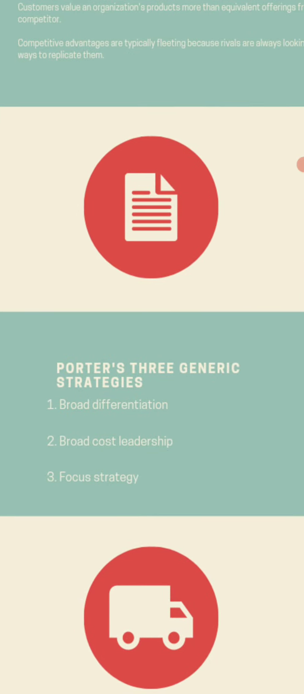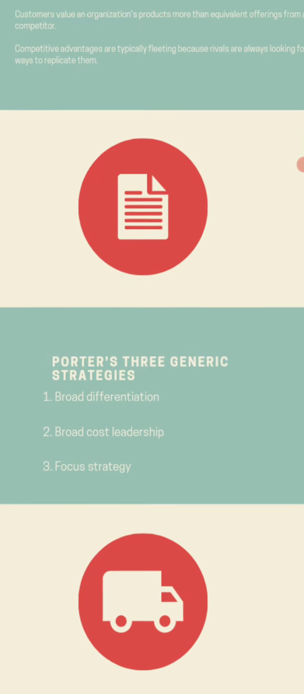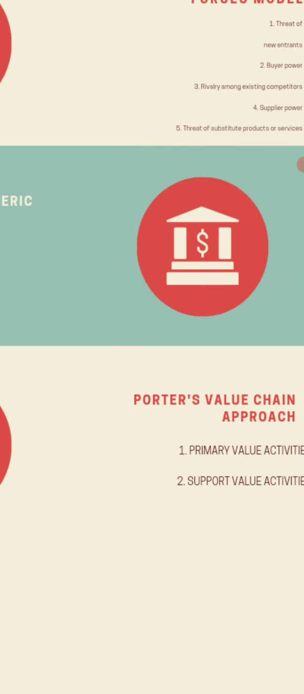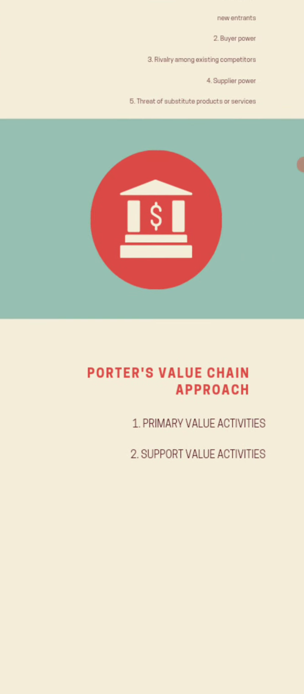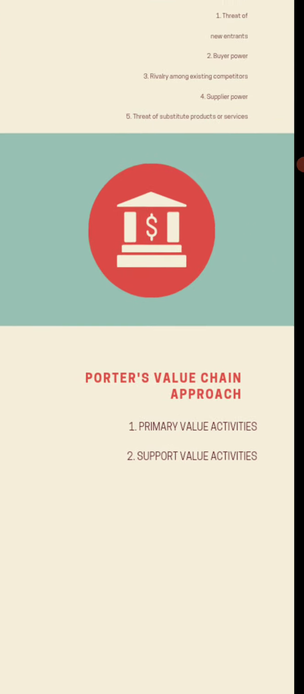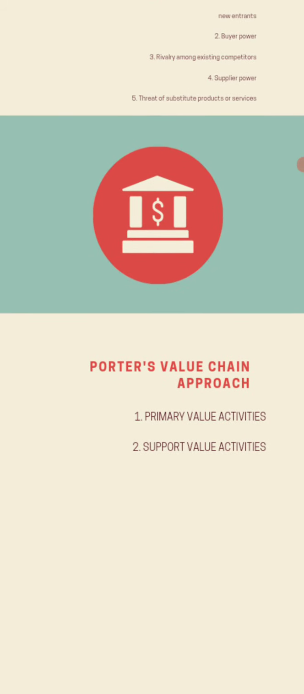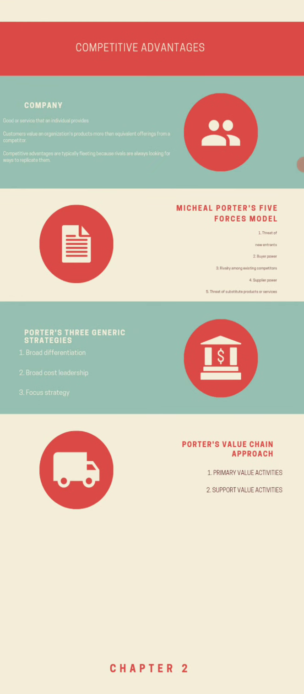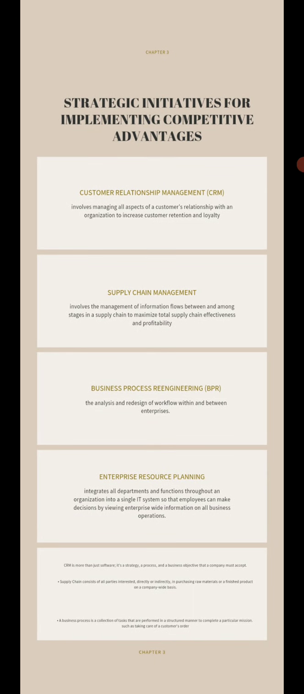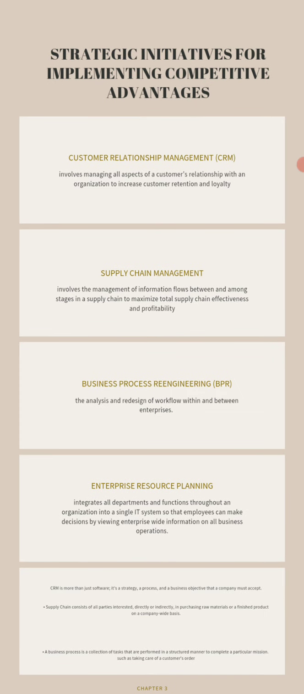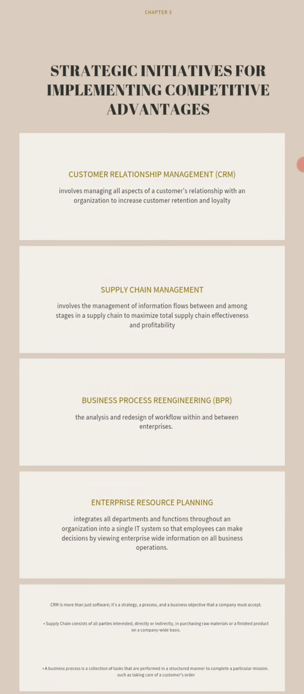The next point is Porter's 3 generic strategies: broad differentiation, broad cost leadership and focus strategy. The fourth one is Porter's value chain approach: primary value activities, and second one is support value activities. Okay, for the next one is the third chapter. Okay, the third chapter is strategic initiatives for implementing competitive advantages.